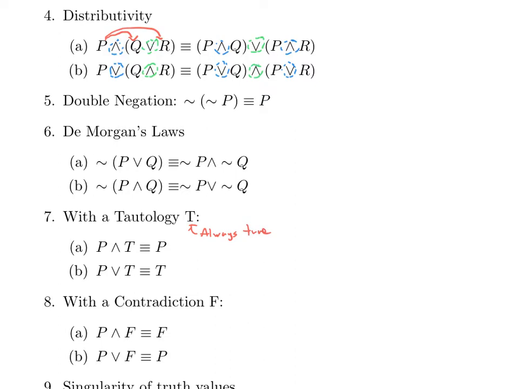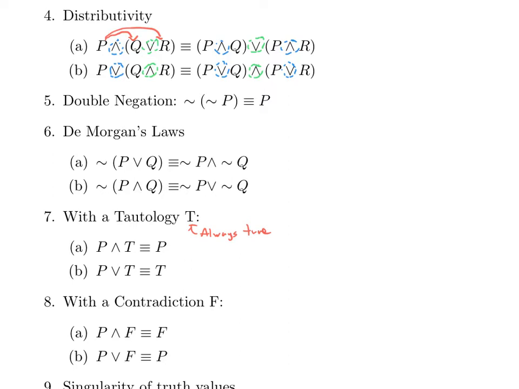Well, if we have something like P and something that's always true, then P and always something that's always true is going to be true exactly when P is true, because we know this bit is always true anyway. So this is logically equivalent to P.